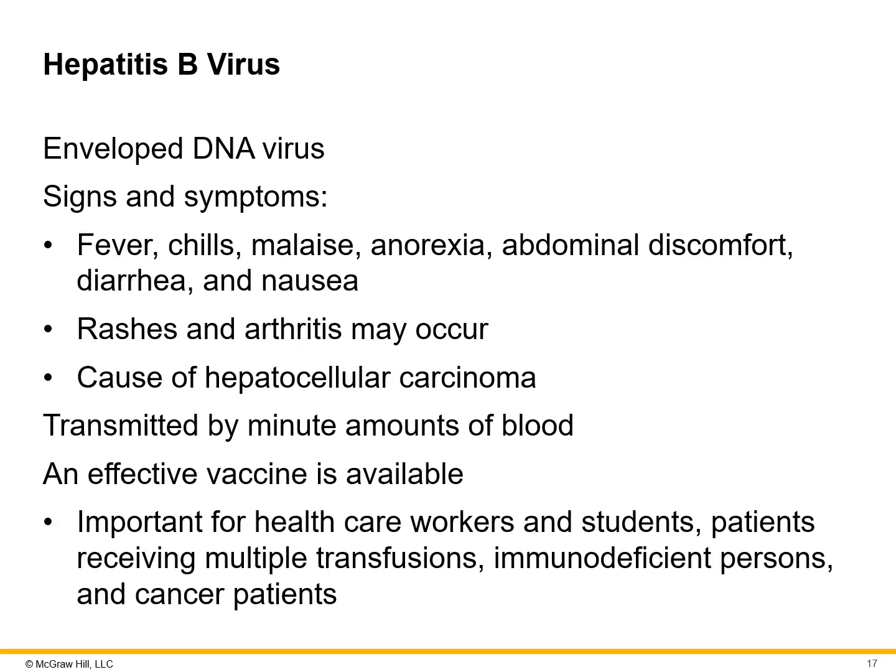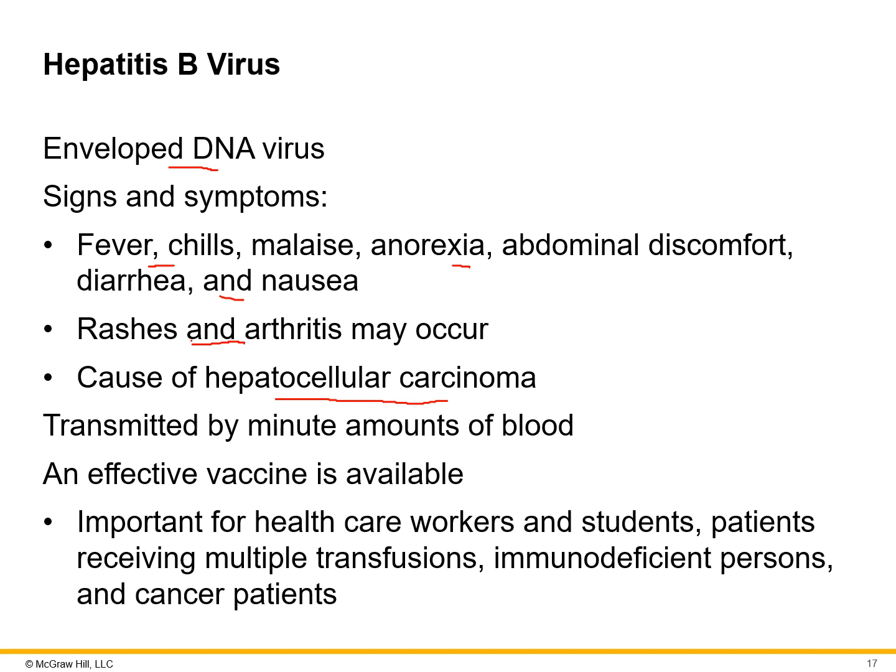Hep B is enveloped. It is a DNA virus. Some of the signs and symptoms: fever, chills, malaise or tiredness, anorexia, abdominal discomfort, diarrhea, nausea. Rashes and arthritis can even occur. And it can cause cancer, so hepatocellular carcinoma.